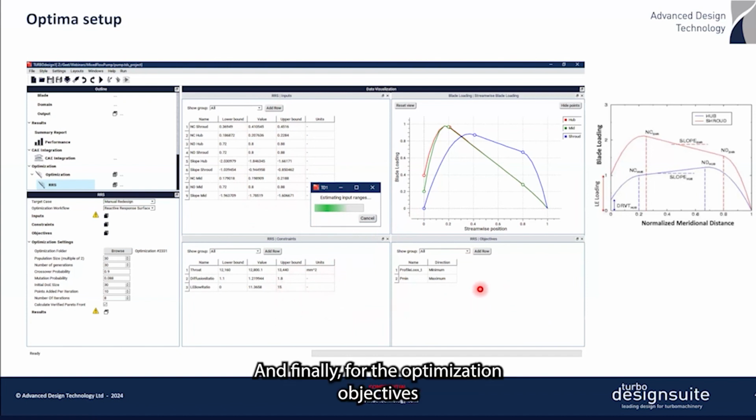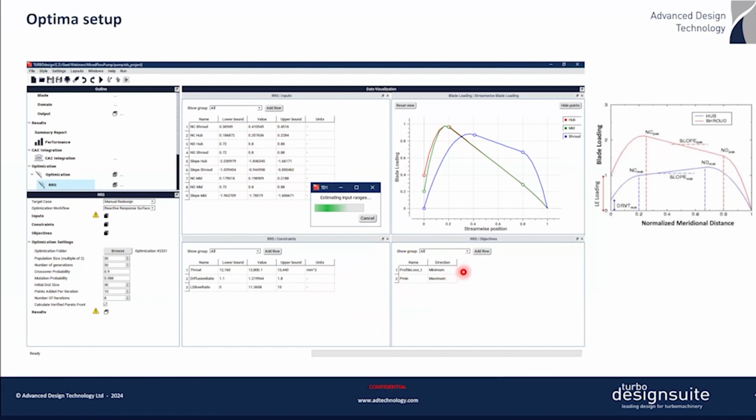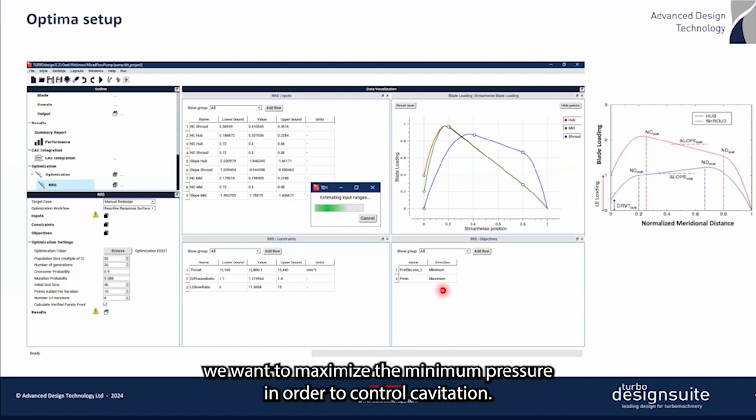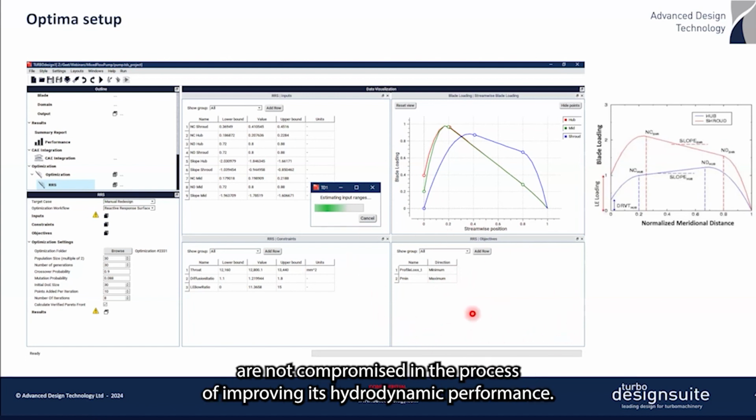And finally, for the optimization objectives, we want to minimize the total profile loss to increase the impeller efficiency, and at the same time, we want to maximize the minimum pressure in order to control cavitation. So in this way, we ensure that the blade integrity and suction behavior are not compromised in the process of improving its hydrodynamic performance.